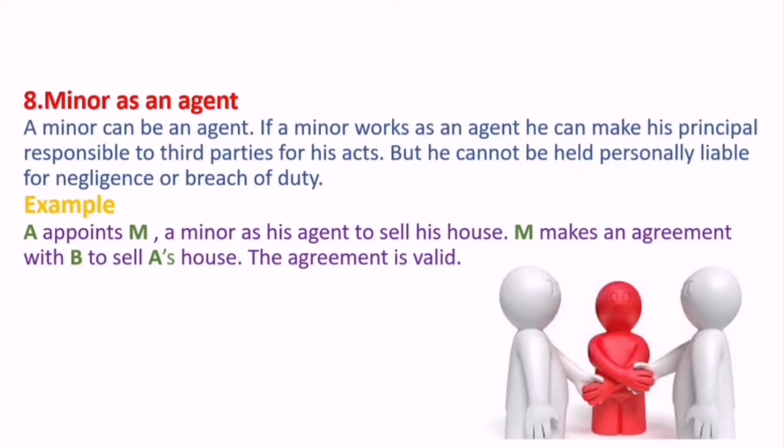A appoints M, a minor, as his agent to sell his house. M makes an agreement with B to sell A's house. This agreement is valid.